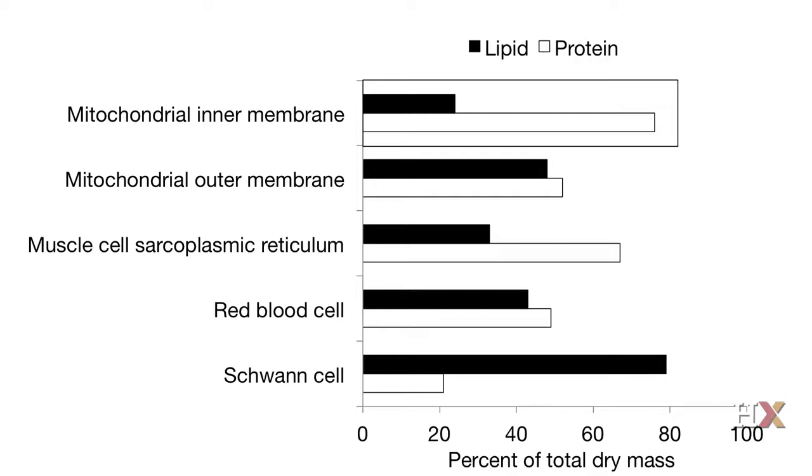The inner membrane of the mitochondria has to transport electrons during oxidative phosphorylation from one protein complex to another. And this membrane also contains the protein that is necessary for the synthesis of ATP. In contrast, Schwann cells have very little protein in their membrane. And that is also connected with their function. Schwann cells act as insulators.